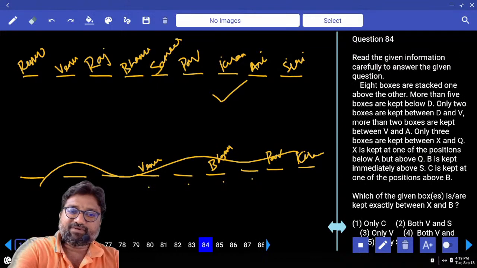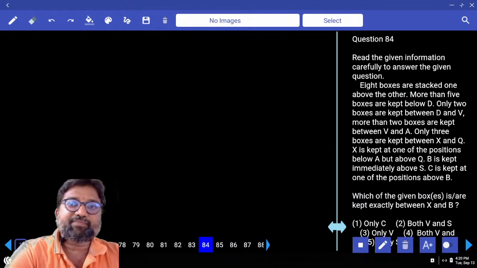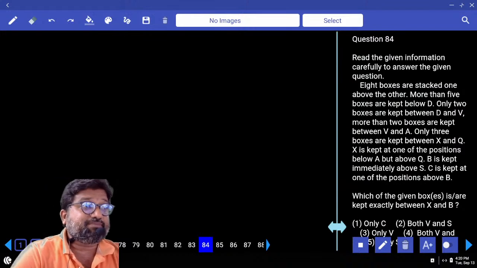Next question. 8 boxes are stacked one above the other. More than 5 boxes are kept below D. Now, more than 5 boxes are kept below D.